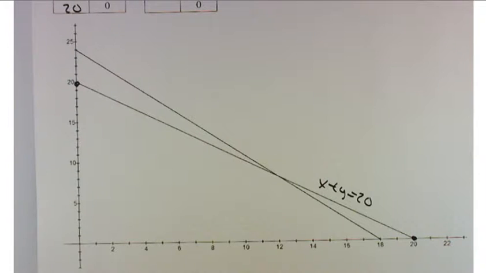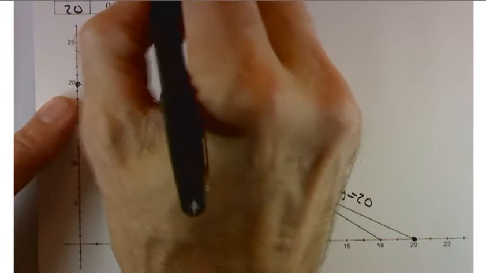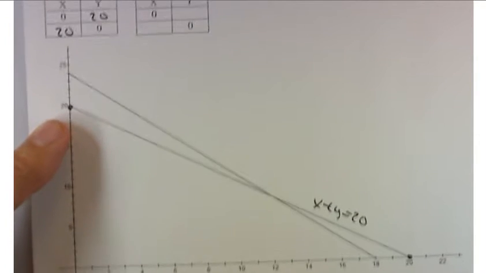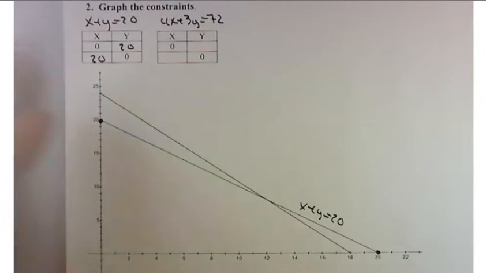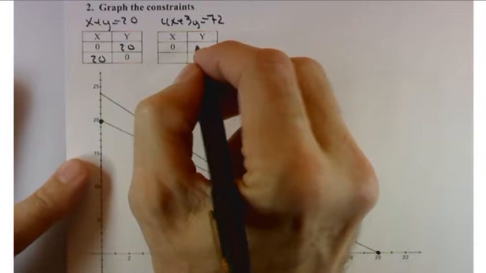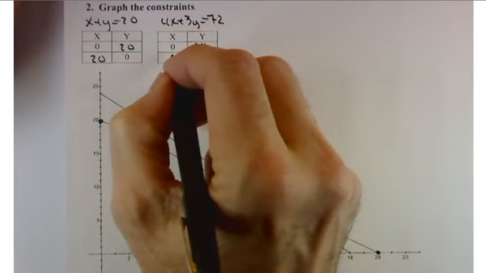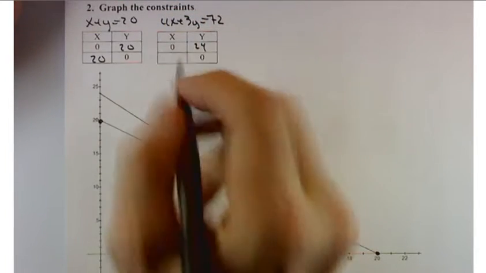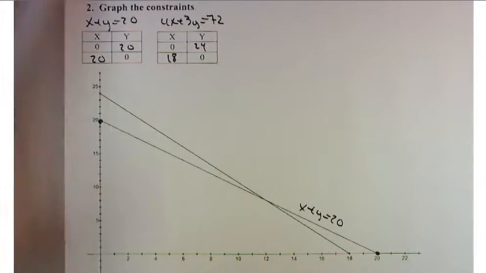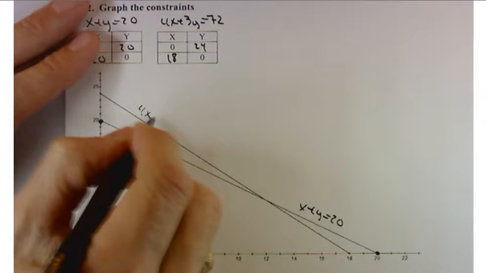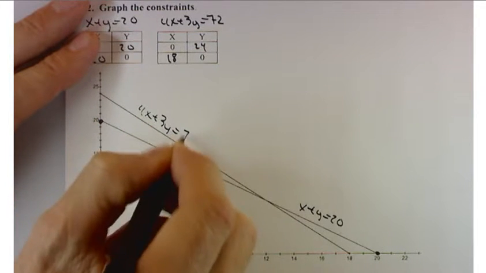Obviously, our other line is the 4x plus 3y equals 72. But it's still worth our time to try and figure out what the X and Y intercepts are because we're going to eventually need some or all of those points. If X is 0, Y is 24. If Y is 0, 4x equals 72. 72 divided by 4 is 18. So there's your other equation. 4x plus 3y equals 72.